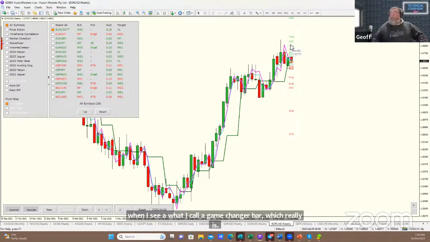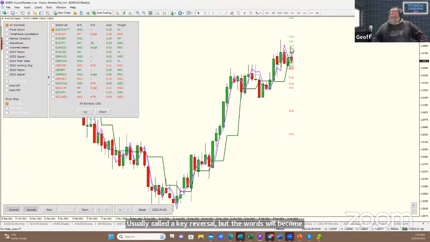usually called a key reversal bar, which means that the high of the bar that I'm looking at or analysing is higher than the previous bar, and it's closed on or near its low, as this bar has. Now, of course, going the opposite direction, the low is lower than the previous bar and it closed on or near its high. So that's the criteria that I use for these game changer bars.